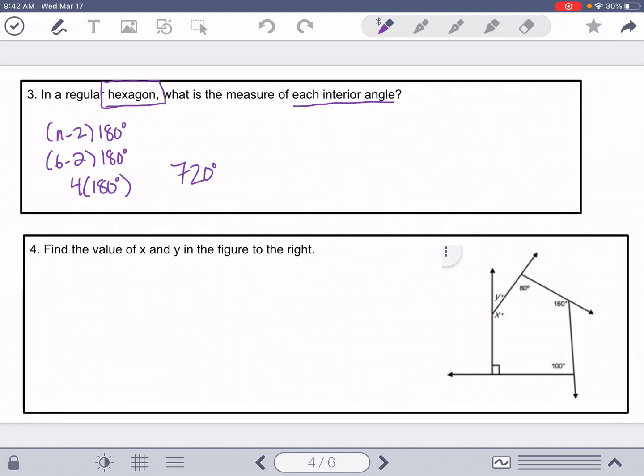Number 4, find the value of x and y in the figure to the right. Okay, so y is on the outside. x plus y would equal 180 degrees because x is an interior angle, y is an exterior angle. So it looks like if I find the value of x, that will be easy to find the value of y. So let's see, how many sides do I have here? 1, 2, 3, 4, 5. I have 5 sides.